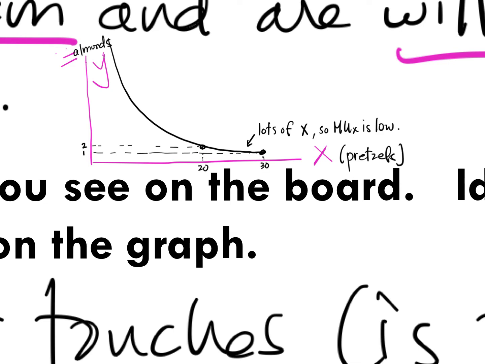So one way to think about this is when we're out here at like 30 pretzels and only one almond, we're willing to give up a lot of those pretzels to get just the one almond.